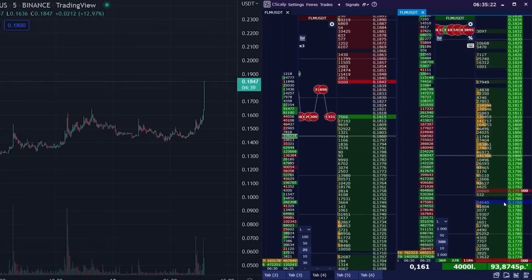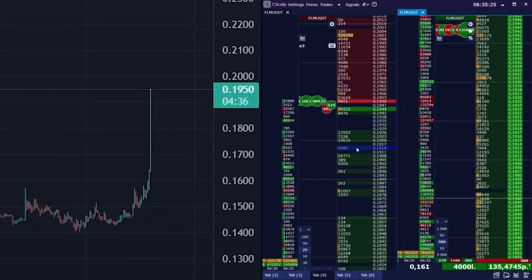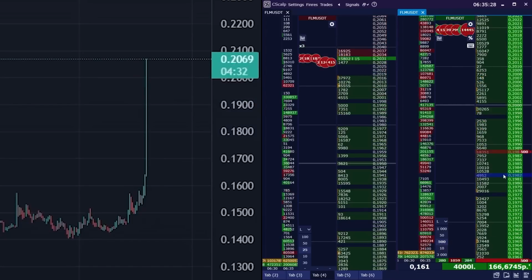Today we are diving into one of the simplest and most effective trading strategies. Whether you are a beginner or an experienced trader, this strategy offers a clear and easy way to approach the market.